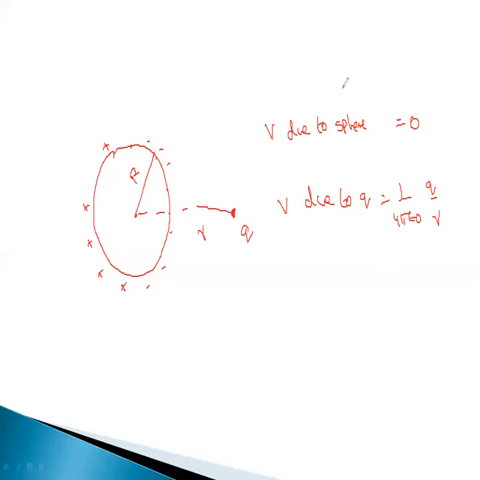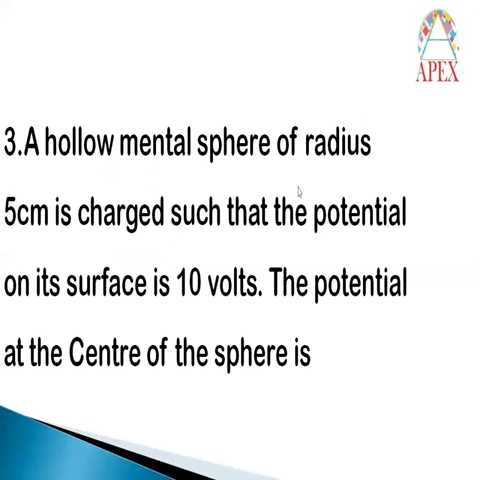Okay, now question number 3. A hollow metal sphere of radius 5 centimeters is charged such that the potential on its surface is 10 volts. The potential at the center of the sphere is? The hollow metal sphere is taken whose radius is 5 centimeters, and on the surface of the sphere the potential is given as 10 volt.